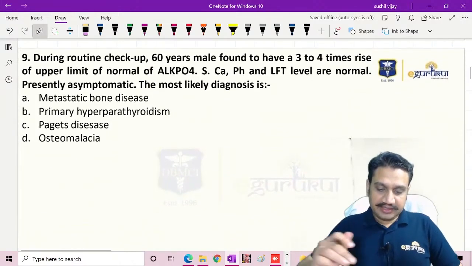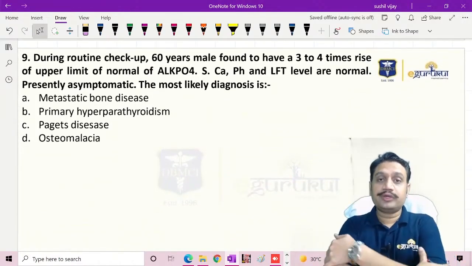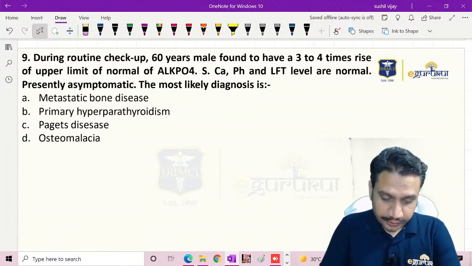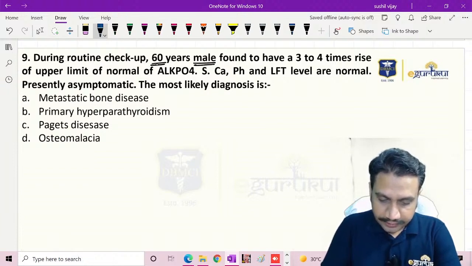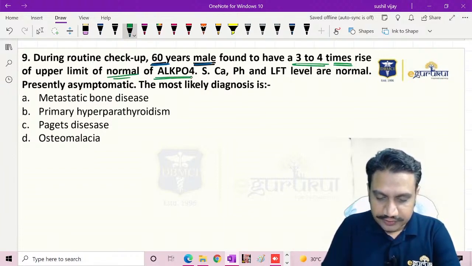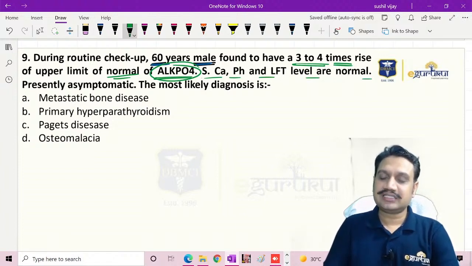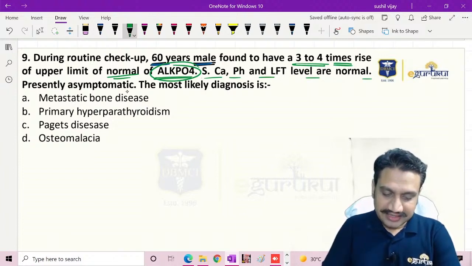Okay. Number 9. Let's see. I want to answer from you. What do you suggest? What is the answer for question number 9? During routine checkup, 60-year male found to have a 3 to 4 times rise in the upper limit of alkaline phosphatase. Serum calcium, phosphate, LFT levels are okay. So liver function test is okay, calcium is okay, phosphate is okay. Presently asymptomatic. Most likely diagnosis.